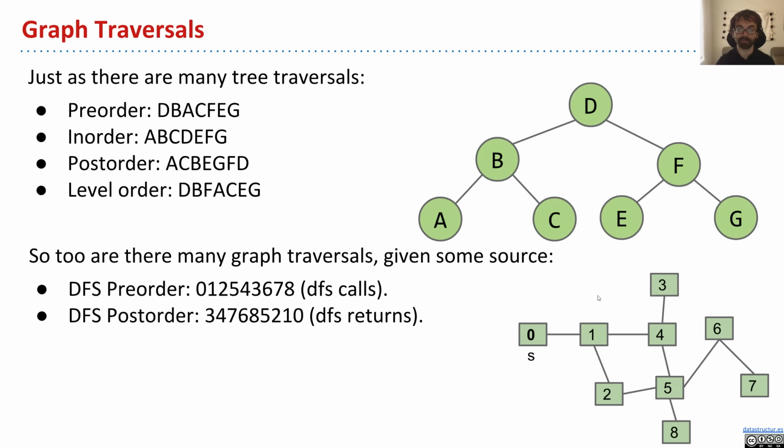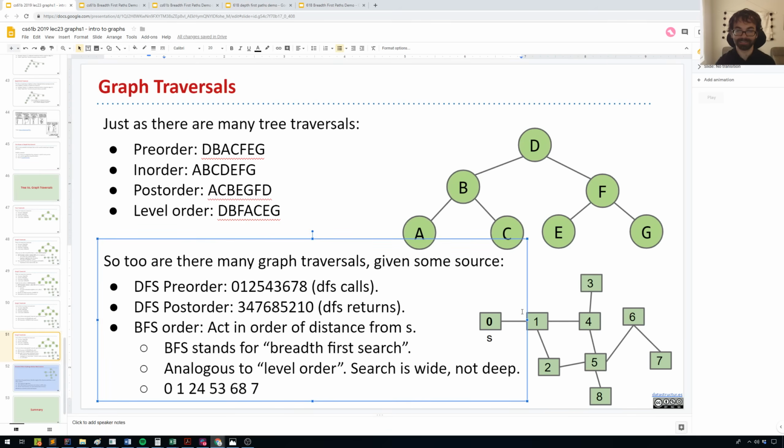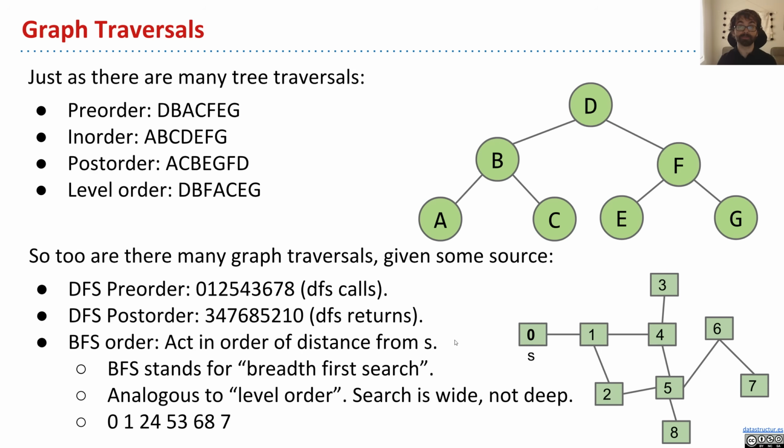And you might try and imagine what that is here before I spoil it. So the equivalent of level order, Google. The equivalent of level order is to act in order of distance from S. And in this case, this type of ordering is called BFS order, which stands for breadth first search. It's like level order. Your search is wide, not deep.